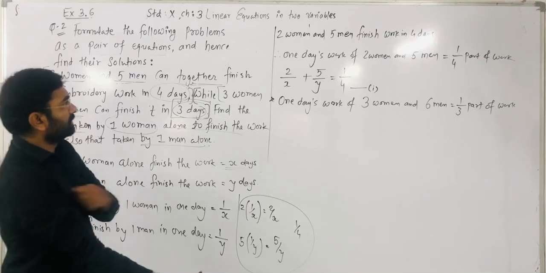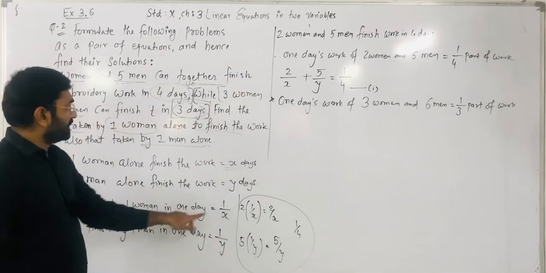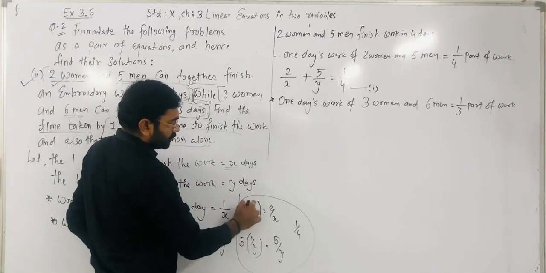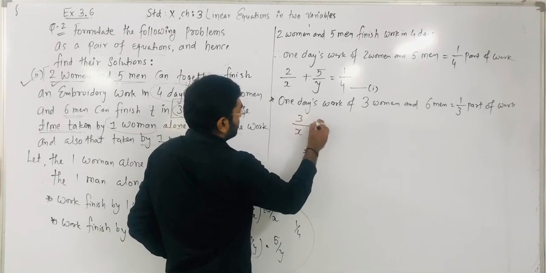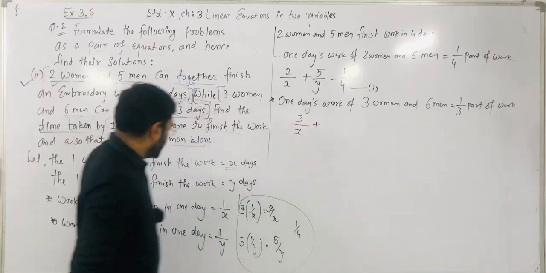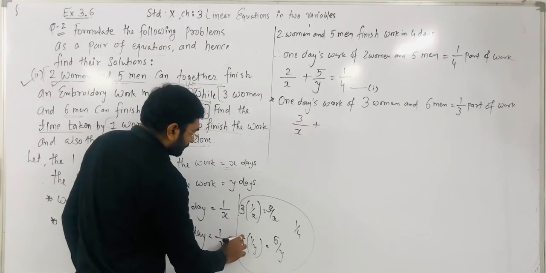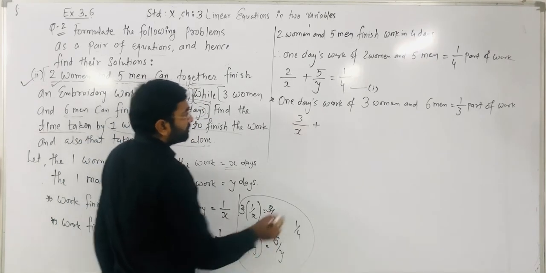Okay. So here 3 women's 1 day work is what? 1 woman's 1 day work is 1 by x. So you need to multiply by 3. So 3 into 1 by x, we get 3 by x. Plus 6 men's 1 day work we have to write. 1 man's 1 day work is 1 by y. So we have to multiply. There are 6 men, so 6 times 1 by y. So we get 6 by y.